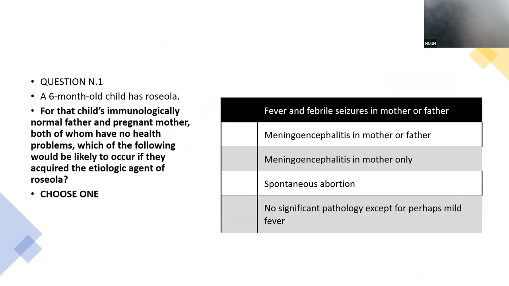We'll start. Question one: a 6-month-old child has roseola. For that child's immunologically normal father and pregnant mother, both of whom have no health problems, which of the following would be likely to occur if they acquired the etiological agent of roseola? Choose one: fever; meningoencephalitis in mother or father; meningoencephalitis in mother only; spontaneous abortion; no significant pathology except for perhaps mild fever.